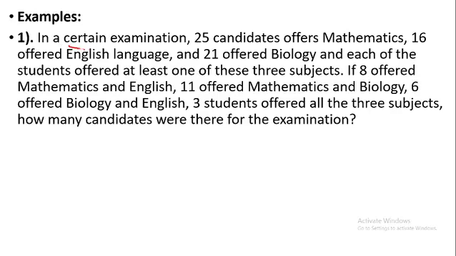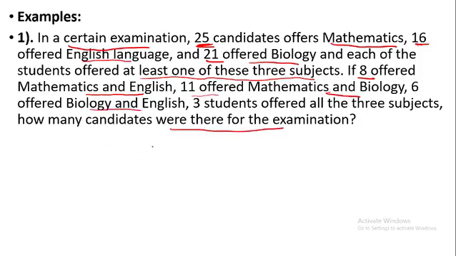It says in a certain examination, 25 candidates offered mathematics, 16 offered English language, 21 offered biology. Each of the students offered at least one of these three subjects. If 8 offered mathematics and English, that is an intersection, 11 offered mathematics and biology, 6 offered biology and English, 3 students offered all the 3 subjects. How many candidates were there in the examination?